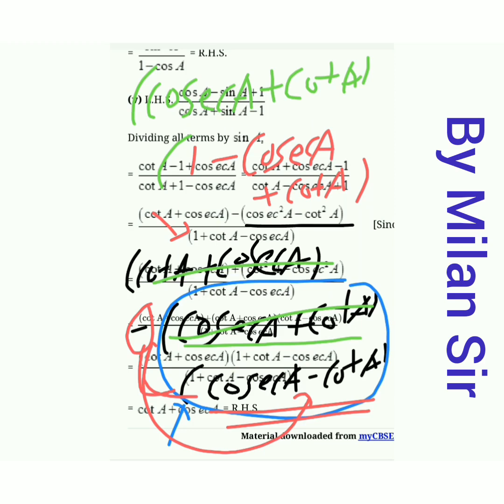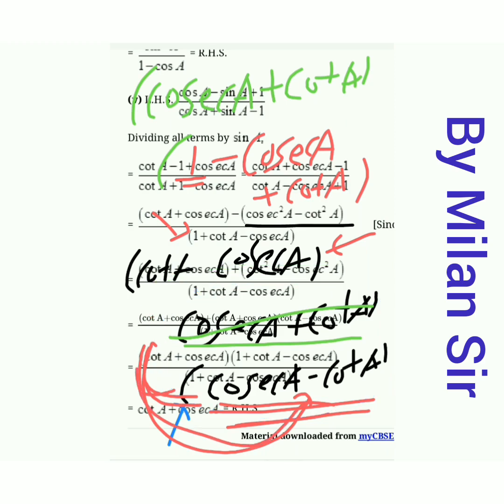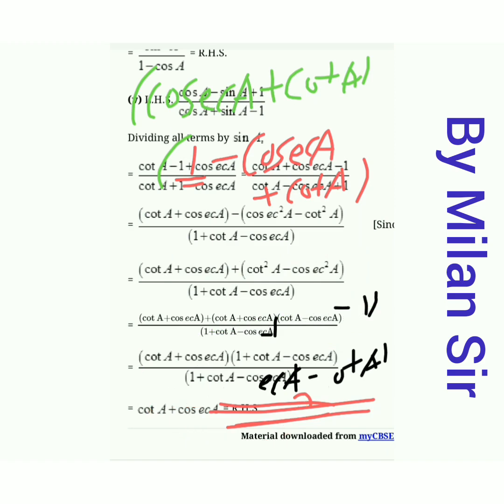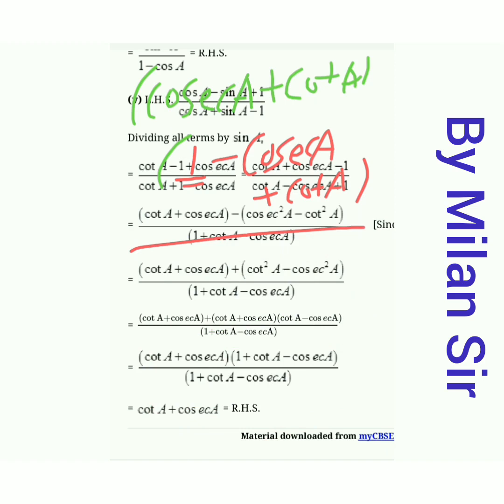Then nothing is remaining in this first term, so we write here 1. Then the minus sign is there, and the second bracket is remaining because the first bracket we already took as common. So plus minus minus cosec A and minus minus plus cot A. So this is our numerator. Now in the denominator, what do we have? As it is, 1 plus cot A minus cosec A.